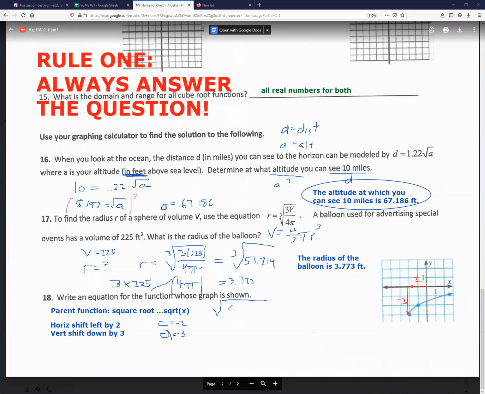So square root of x minus c plus d, and I'm leaving off the a because there is no a. We're just going to say, by the way, this number right here is -2, and this number is -3. So y equals the square root of x minus -2, which we'll write as x + 2, and then plus -3, or -3. And there we go, we're done.